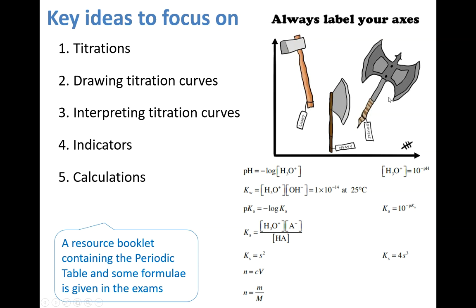Right, so key ideas to focus on in this module, it's titrations, and so you're going to be drawing titration curves, so remember to label your axes, and you're going to interpret titration curves. The calculations are going to be all the ones that you've done in 306.2, so you are going to be repeating them in the context of titrations. And then there's a section on indicators. Remember also that for the exam, you are given a resource booklet with a whole lot of formulae and equations. You are not given these in the unit standard.